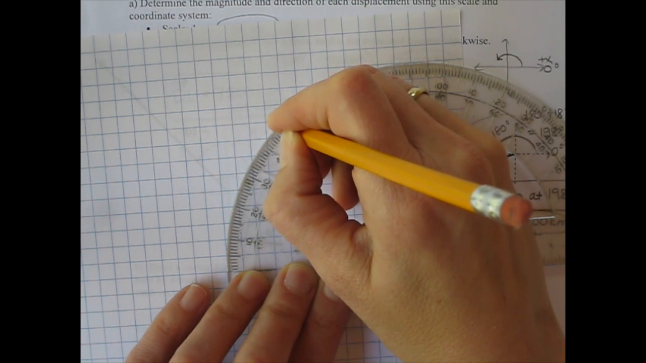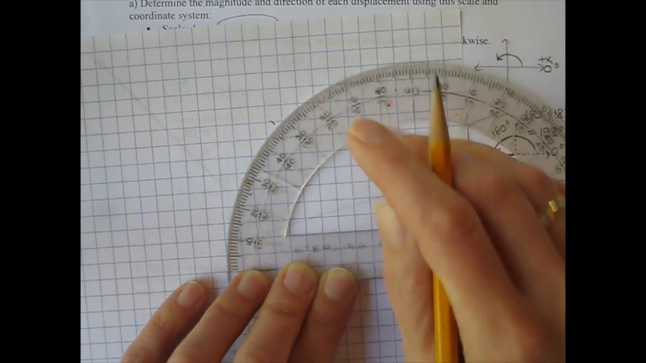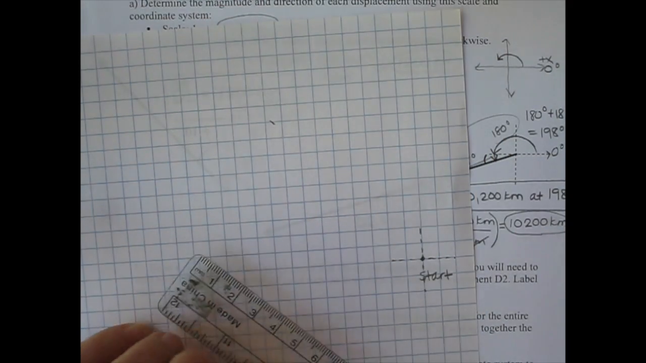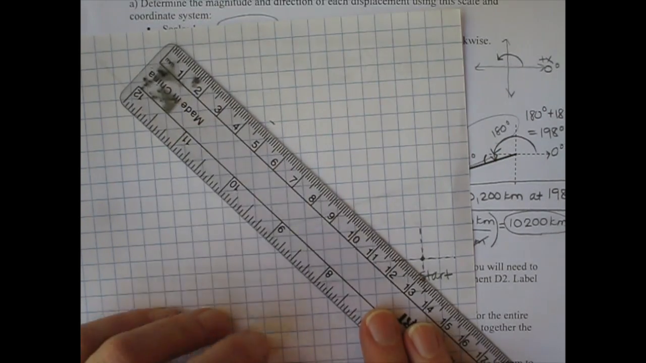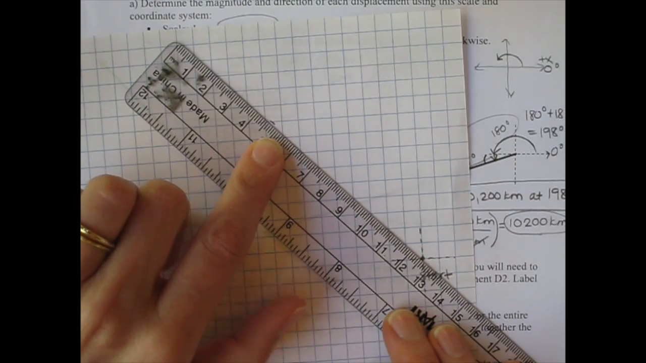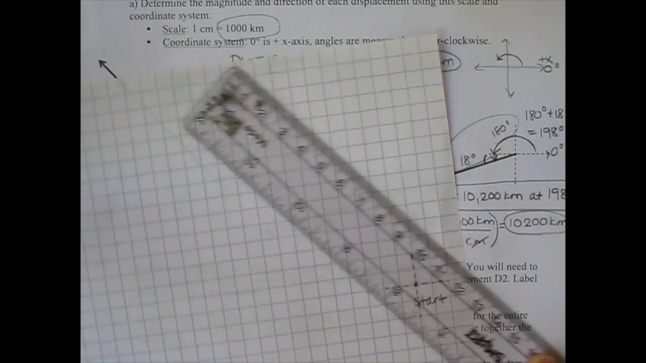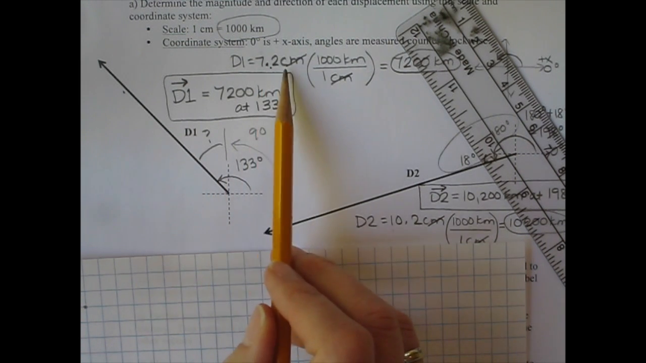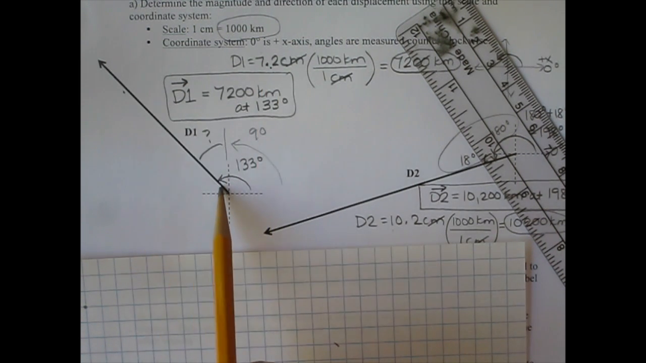And be as precise as you can. And make a little mark to remind you of where that is. This is going to be the direction of vector D1, but now we need to make an arrow to represent it. And that arrow is going to be a length of 7.2 centimeters because that's the scale that we're using.